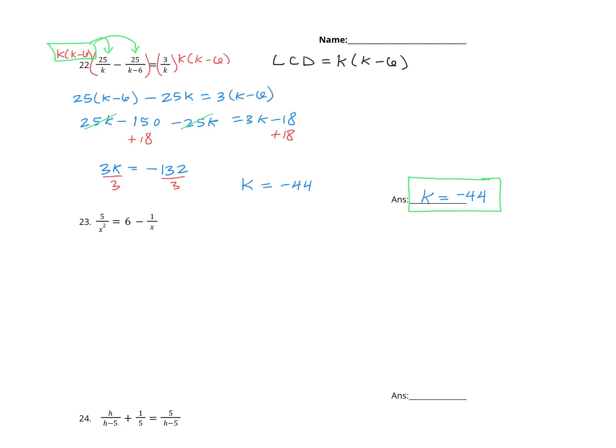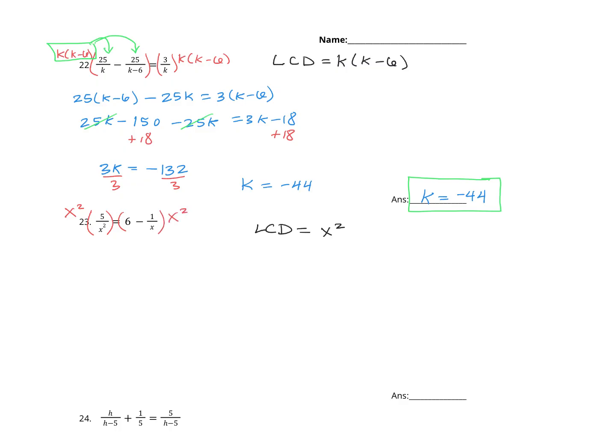For the next problem, we're going to continue on finding the LCD and multiplying it. The first fraction takes x squared. The third number, or I should say the 6 over 1, it takes nothing because it's already a 1. And then the x is covered by the x squared, so we're good. That's our LCD. Just like before, multiply both sides by the x squared. And don't overshoot those parentheses.